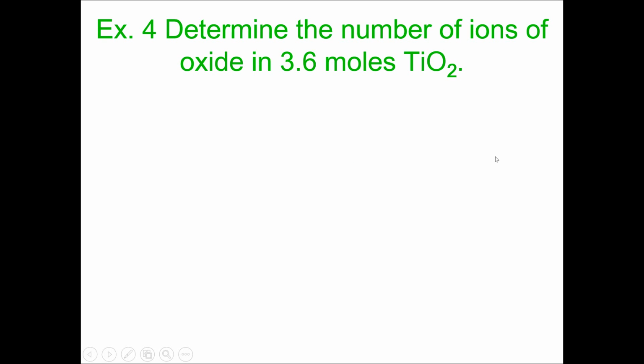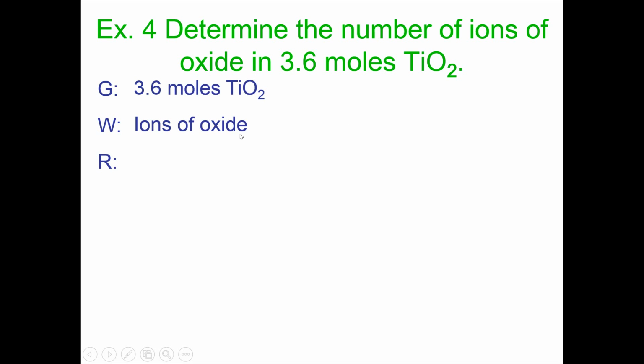Here is our last example, and this example is really different from the other ones. So if you feel pretty comfortable with 1 through 3, don't stop watching because this is a little bit different. Now, in the problem, it's asking us to determine the number of ions of oxide in 3.6 moles of TiO2. So my given is 3.6 moles of TiO2, that's the only number given to us, and the want here is ions of oxide.